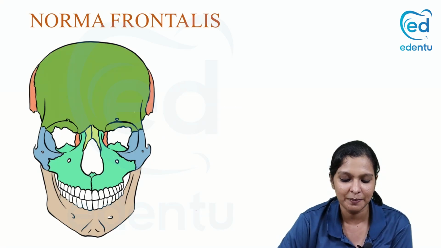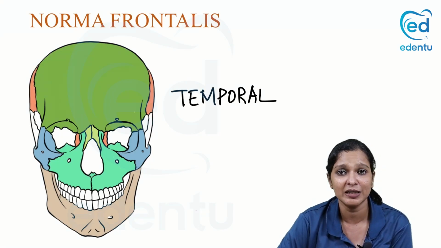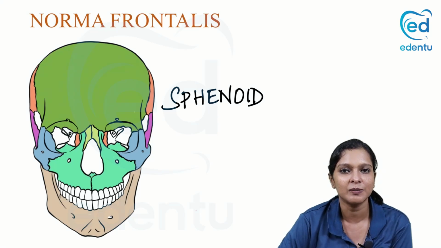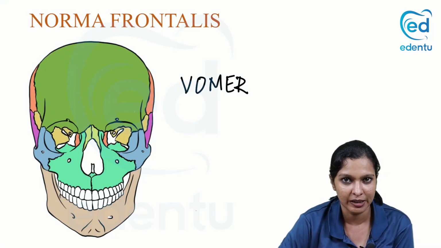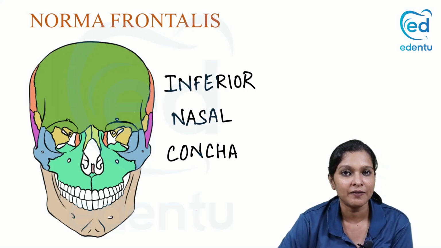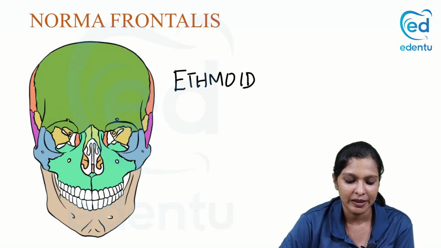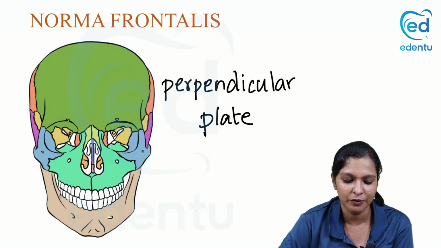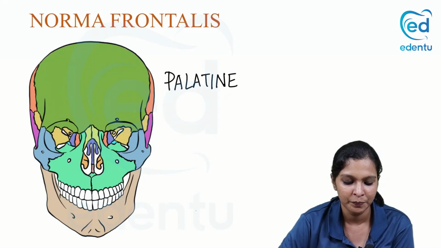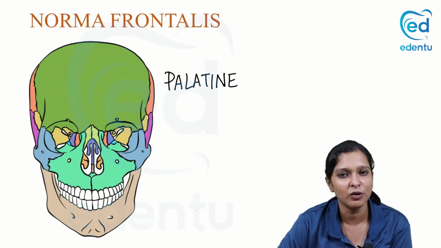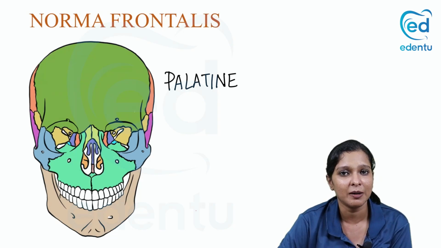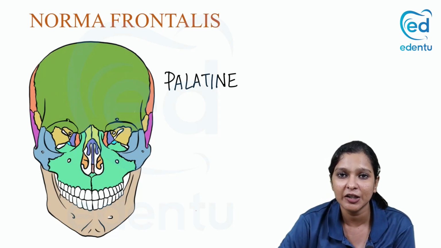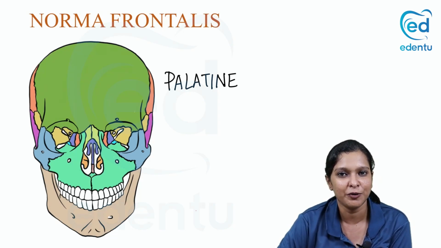The next bone is the parietal bone. The next one is the temporal bone. And then comes the sphenoid, followed by the vomer in the midline, in the nasal cavity. And then we have the inferior nasal concha related to the lateral wall of the nose. And then we have the ethmoid, with a few of its parts seen here. And then there is the last bone, of which only part is seen, that is the palatine bone. So these are all the bones that are present in the anterior view of the skull, or the Norma frontalis.